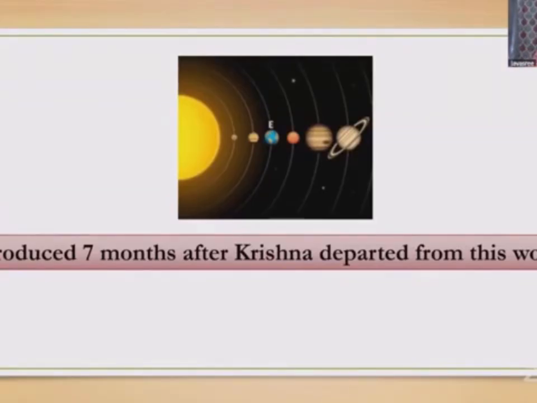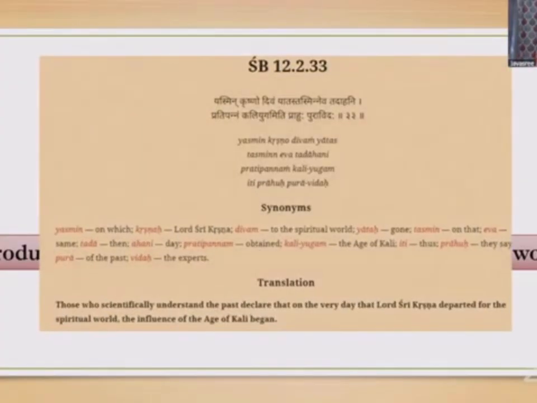So in this context, you can say the previous Dwapara Yuga was not calculated at all. It's just a mathematical calculation, but not something of when these people or those people have lived. Because even Krishna's departure itself was formulated or finalized only after 7 months.